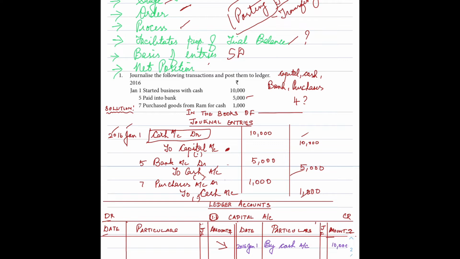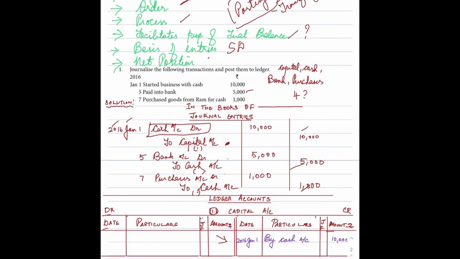What do we do? As usual, you open up as per the format: date, particulars, JF, amount on the debit side, the same thing on the credit side. So on the credit side, I am recording 2016 January 1 and showing by cash account rupees 10,000. Now in capital I have shown cash, so in cash also I should show capital. Let's see how. For that I am opening number 2, cash account.